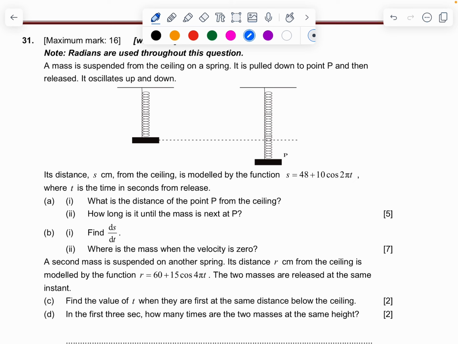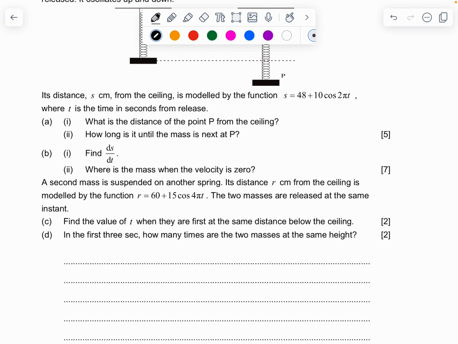So for that, what am I doing? So when it is released, time equals 0. So what will be the distance? 48 plus 10 times cos 0, which is going to be 58 centimeters. It is released from a height of 58 centimeters from the ceiling.